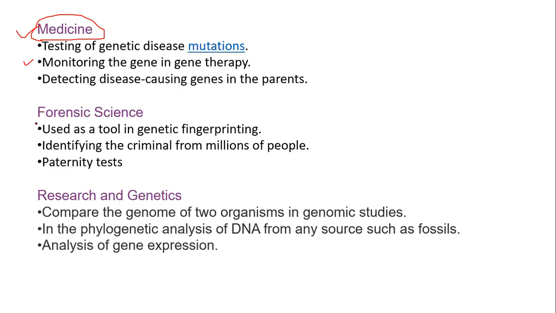Okay. Now in forensic science, it is also widely used. It is used as a tool in genetic fingerprinting. The second use in forensic science is to identify the criminal from millions of people. Everybody has a unique DNA, correct? So we can use that information to find the criminal. For finding that criminal, obviously you need a sample. On that basis you can carry out the PCR technique, and with the help of the genetic material you can identify that criminal. The third use in forensic science is the paternity test.